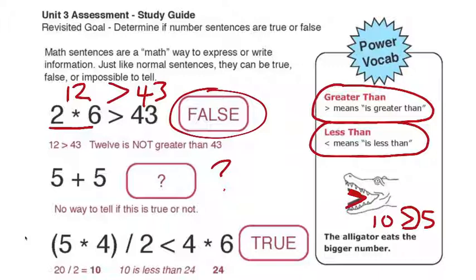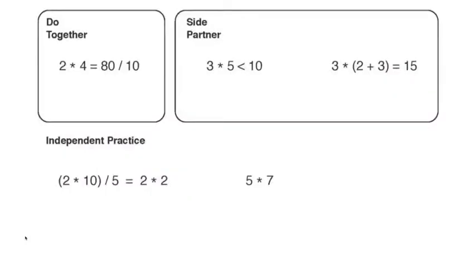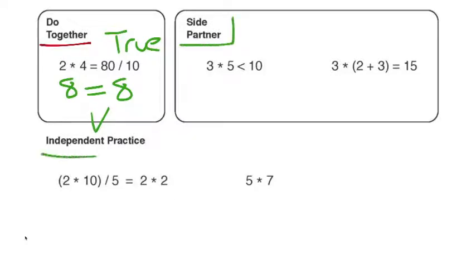Now, 5 times 4 is 20. We do that first because it's in parentheses. Then we'll divide by 2. That whole side makes 10. They're saying 10 is less than 24 because 4 times 6 is 24. 10 is less than 24. That's true. There's your answer. Let's try this together. 2 times 4 is 8, and 80 divided by 10 is 8. Those are equal. This is true. Pause the video and try with your side partner, and try a few on your own.